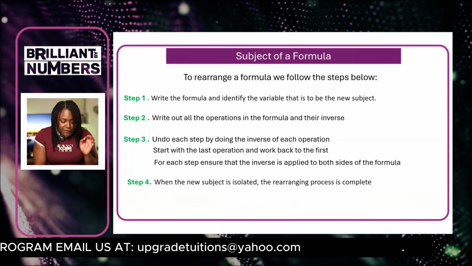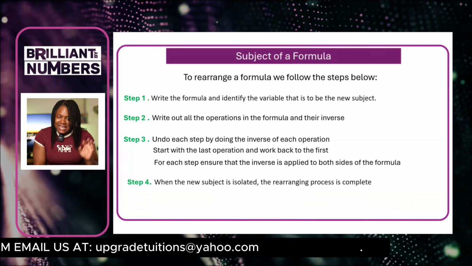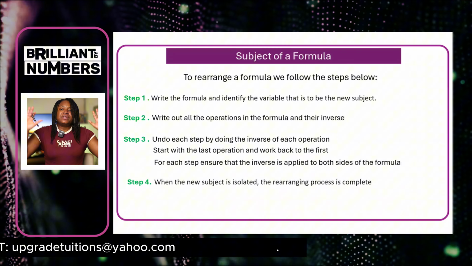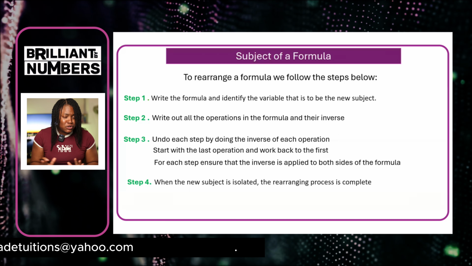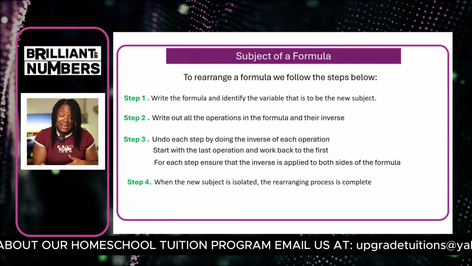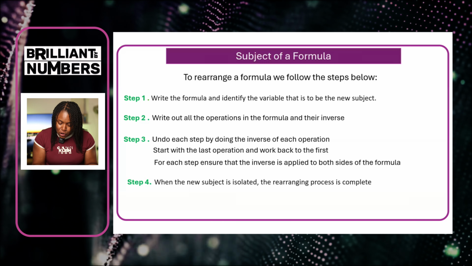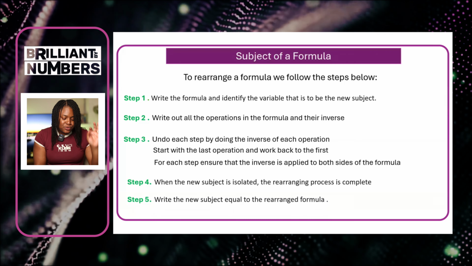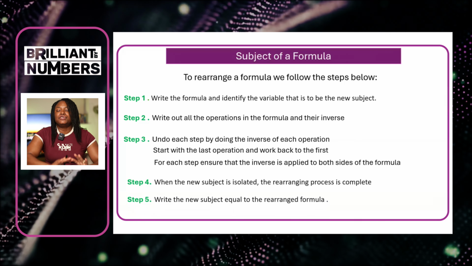Very good. Step 4, when the new subject is isolated, which means now it is clearly on its own, the rearranging process is complete. So I'm not done until the letter that I want, or the variable that I want to be on its own, is on its own. And then all I need to do is to write the new subject equal to the rearranged formula. So make sure you write all these steps down, and then we are going to follow them in a series of examples. So let's go to our first two examples.